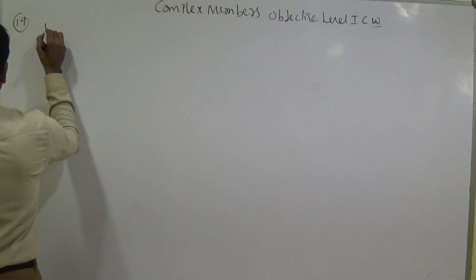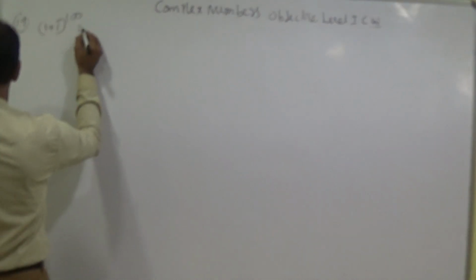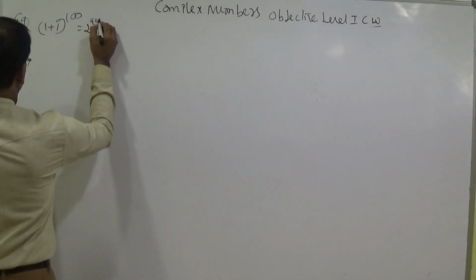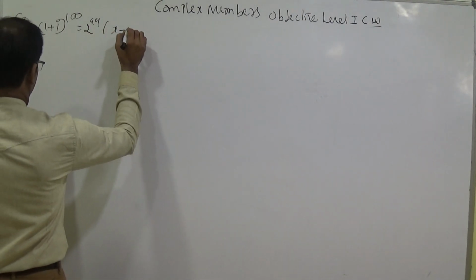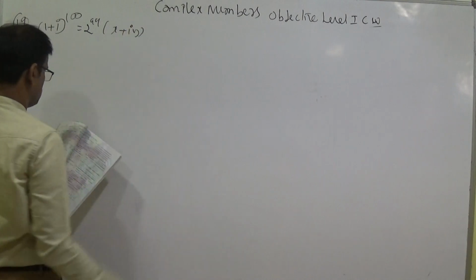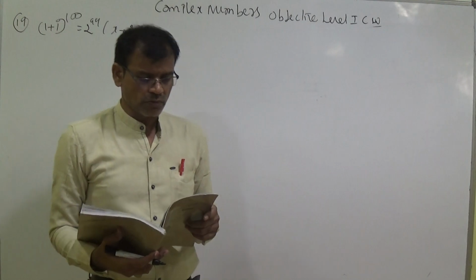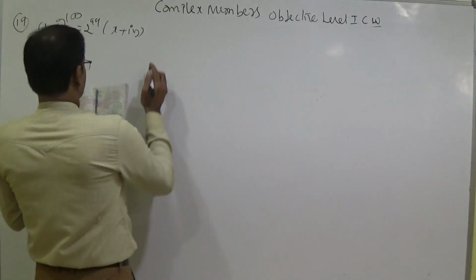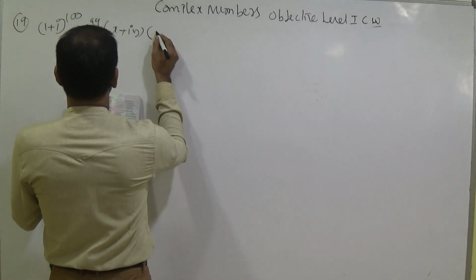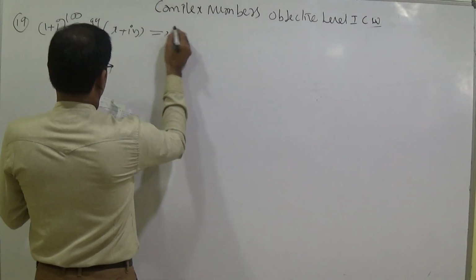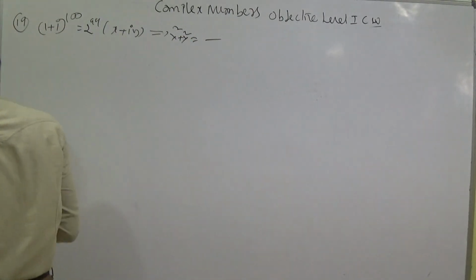Nineteenth one. 1 plus i whole power 100 is equal to 2 power 99. It is not 49. This is IB sum. Exercise 1C, Roman number 2, first or second question. 1 plus i whole power 100 is equal to 2 power 99 into x plus iy. That implies x square plus y square equal to dash.